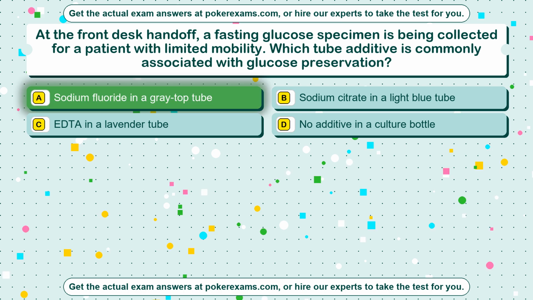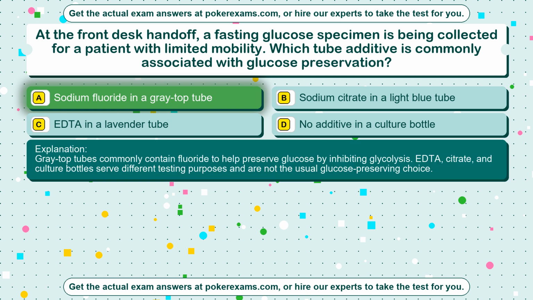The correct answer is option A. Sodium fluoride in a gray top tube. Gray top tubes commonly contain fluoride to help preserve glucose by inhibiting glycolysis. EDTA, citrate, and culture bottles serve different testing purposes and are not the usual glucose-preserving choice.